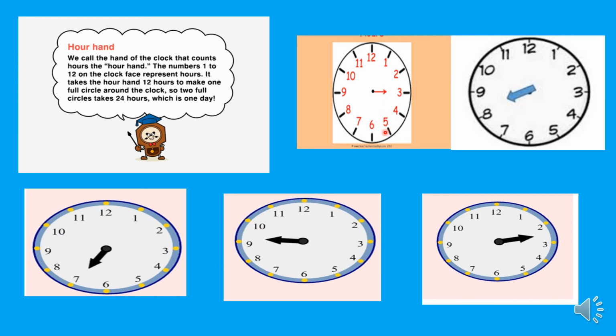If we want to know what hour it is, we look at the shorthand only. The shorthand we are calling the hour hand. The shorthand tells us the time in hours. So here the shorthand is pointing at the number 3, so it's 3 o'clock. At the hours place we will write 3.